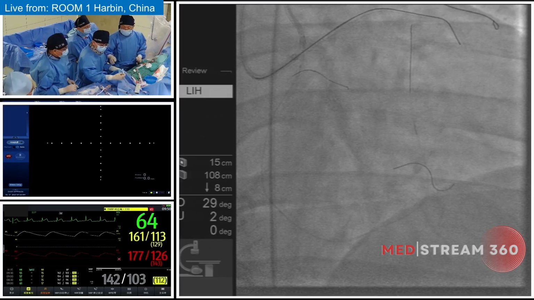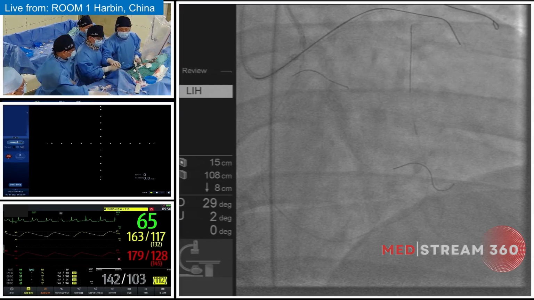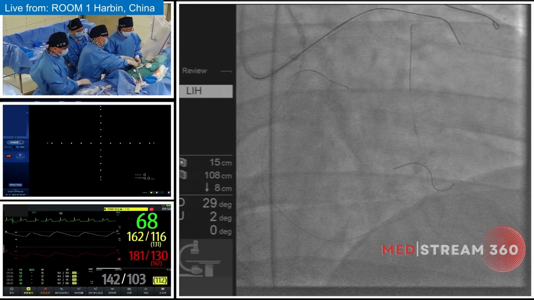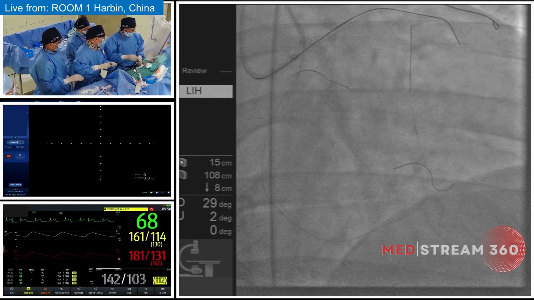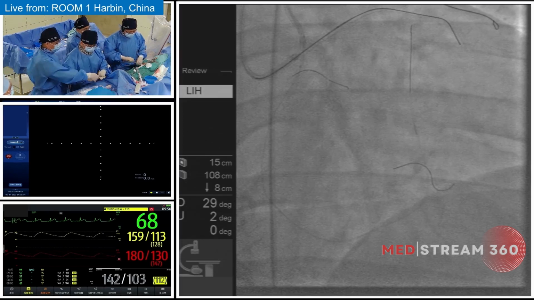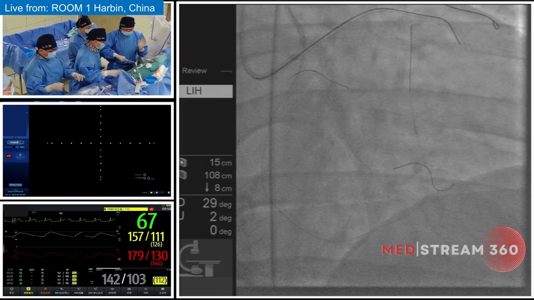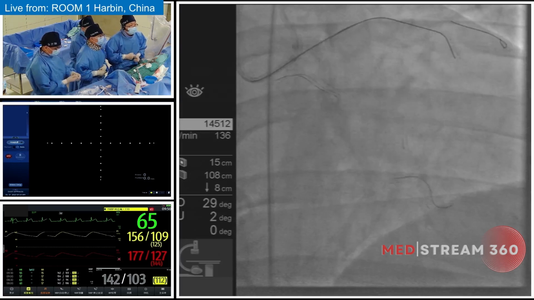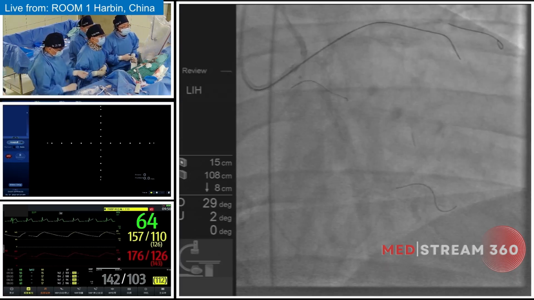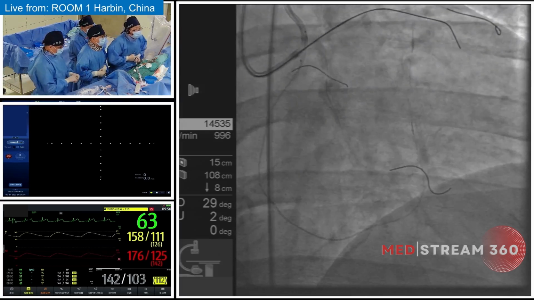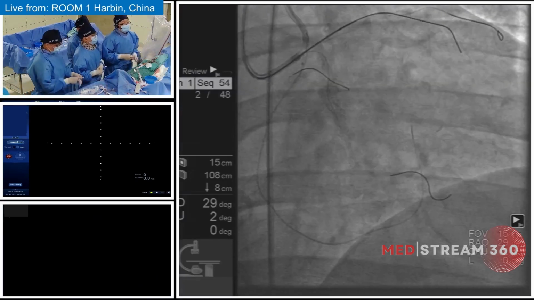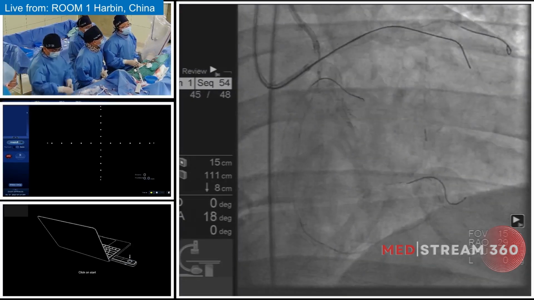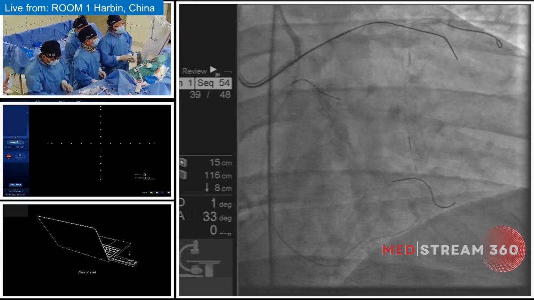So why don't I like to use a retrograde approach for this case? Water, please. Because maybe there is some double channel, but closer to the distal cap. Okay, you can see the blood flow back. Yes, it's connected to the AP cranial. I think we are already in the right direction.